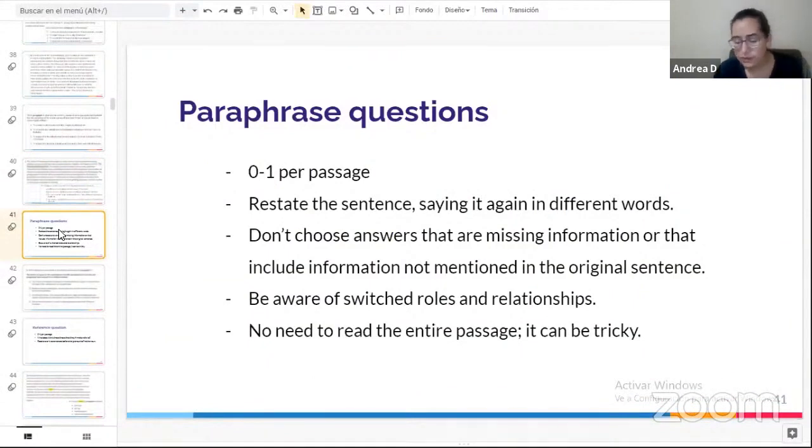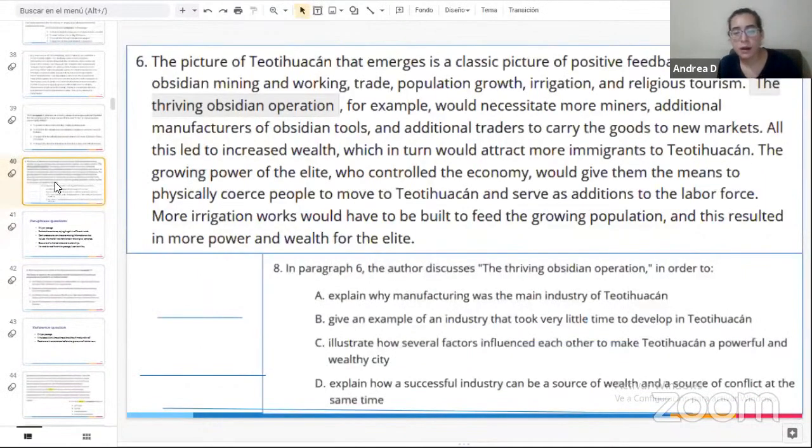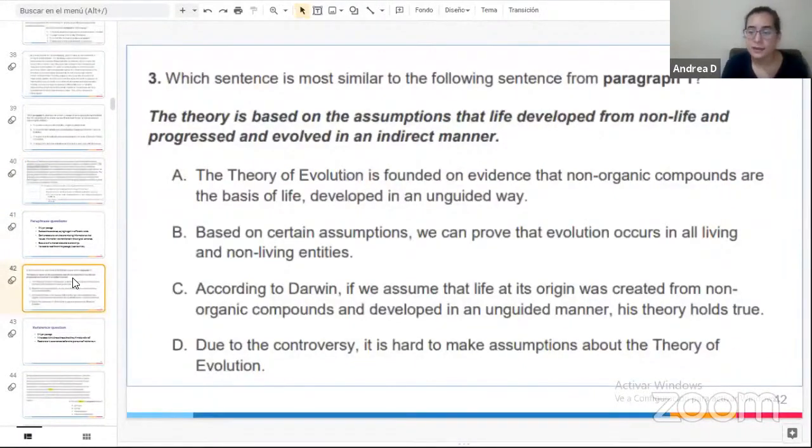Okay, we haven't seen this one. Now we have the paraphrase questions, which, as you may guess from the name, are asking you to paraphrase something. You're going to have to know some synonyms, and they're not that frequent. Sometimes you have one, sometimes you don't, and they could be tricky. But there's one thing you're going to realize. I personally love these questions because you don't have to go back to the paragraph, look for the answer, read between the lines. Everything you need to read will be inside the question.